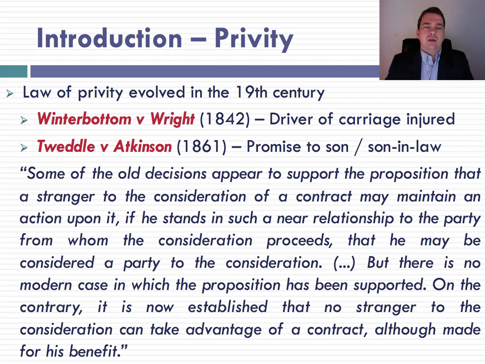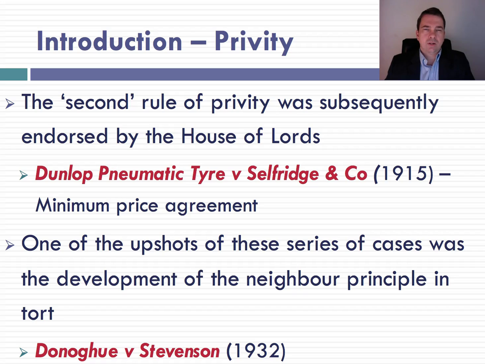Let's have a look at how the court put it. Some of the old decisions appear to support the proposition that a stranger to the consideration of a contract may maintain an action upon it, if he stands in such a near relationship to the party from whom the consideration proceeds that he may be considered a party to the consideration. But there is no modern case in which the proposition has been supported. On the contrary, it is now established that no stranger to the consideration can take advantage of a contract, although made for his benefit.